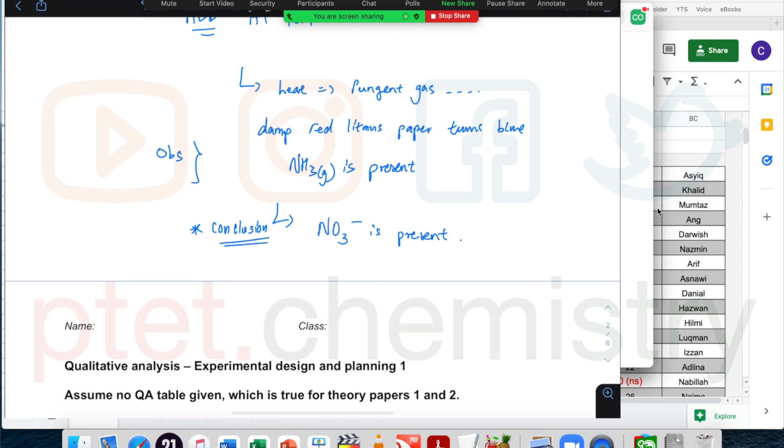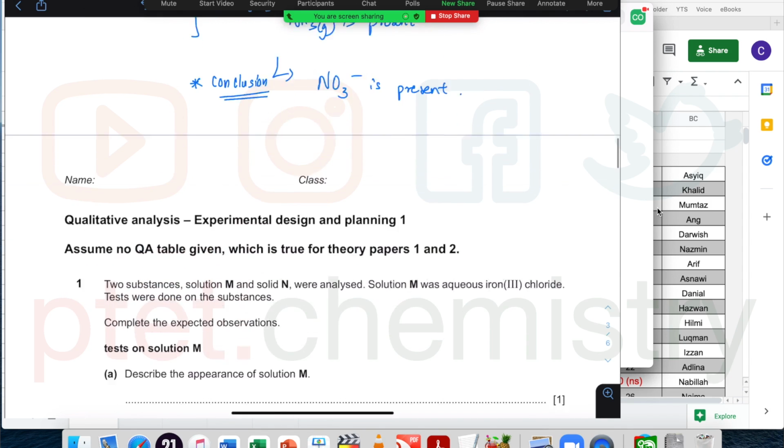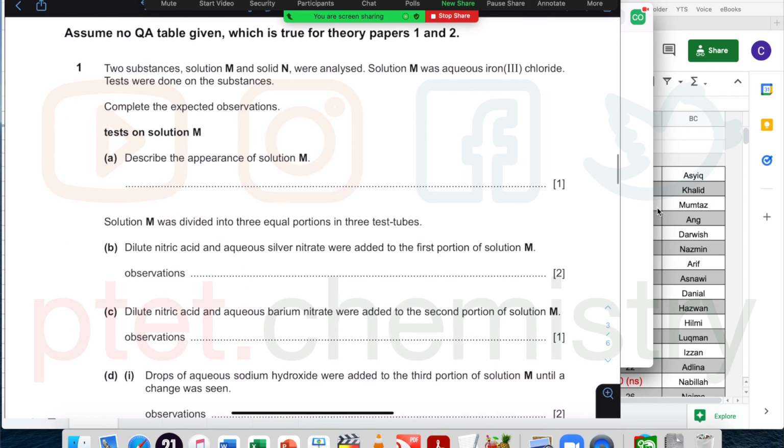Okay, this is called qualitative analysis. You are testing for ions. You want to know what ions are present, not what gas is present, but you have to identify every single gas you produce with the test, with the result, with the name of the gas as well. Okay, so that's the very first thing I want to talk about.